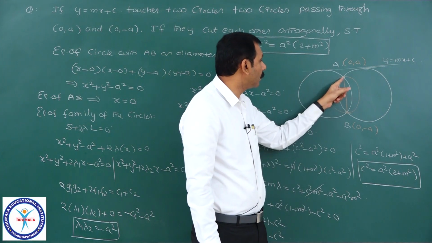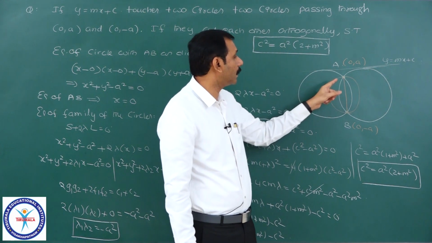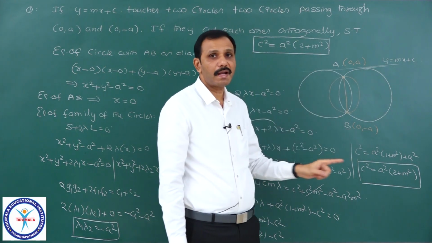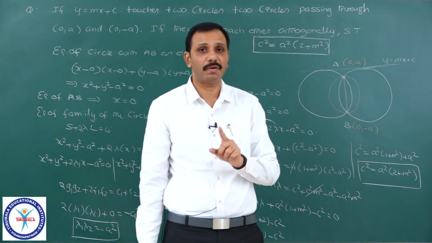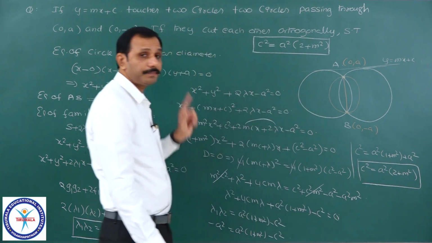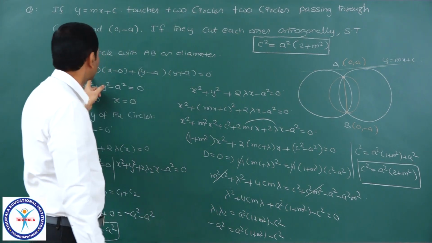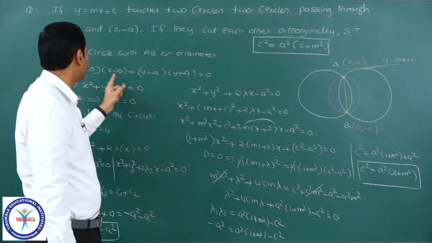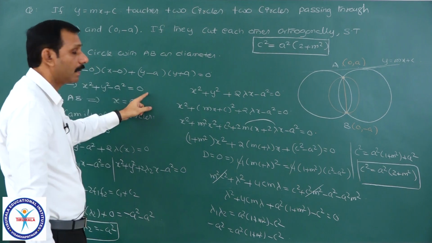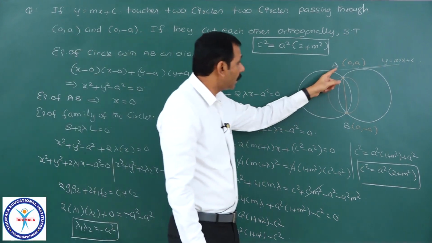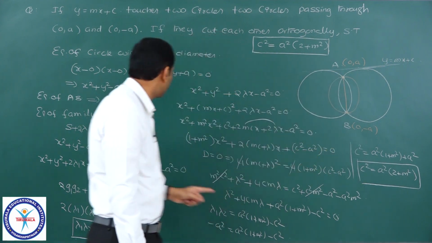I know S equal to 0 and L equal to 0. Now any circle through the intersection of S equal to 0 and L equal to 0 must be in the form S plus lambda L equal to 0. That I did here. The equation of the circle with AB as diameter is (x minus x1) into (x minus x2) plus (y minus y1) into (y minus y2) equal to 0. It is the circle equation. And what is the line passing through 0 comma a and 0 comma minus a? x equal to 0 only.